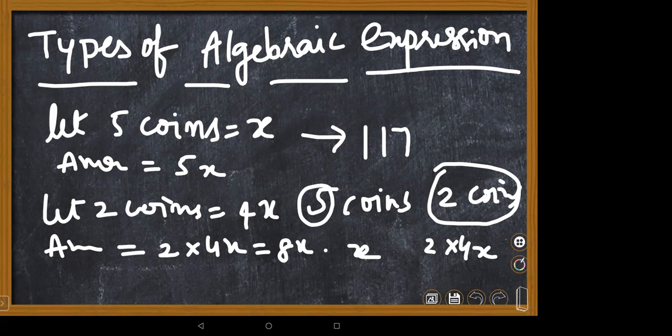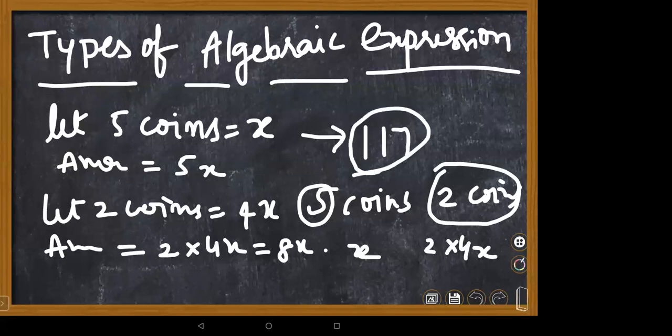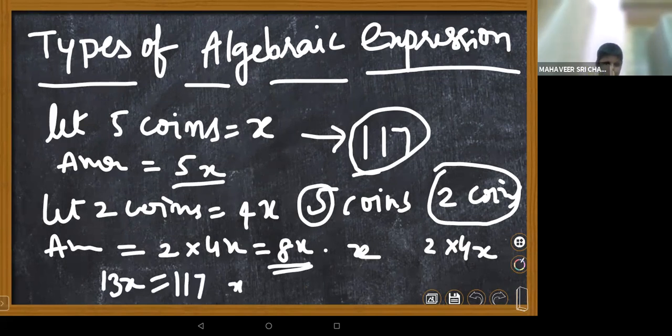Nana, just coins. We are supposed to equate the amount. She has a total amount with her, so you can just add up 8x plus 5x together. It is 13x equal to 117. Yes, ma'am. So x is equal to 9.